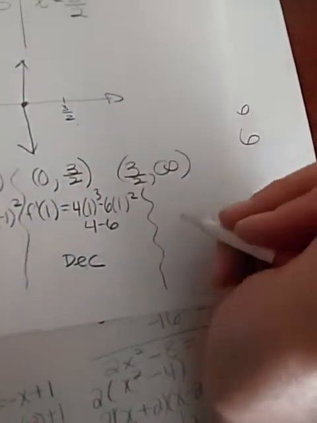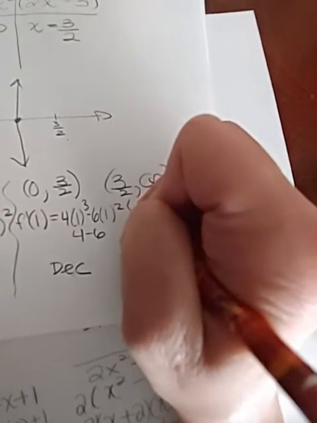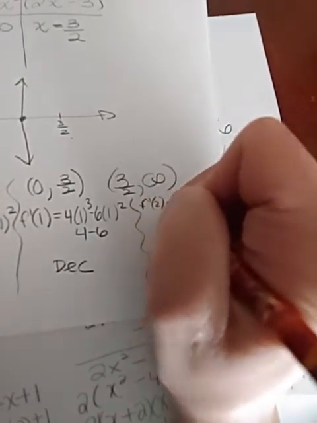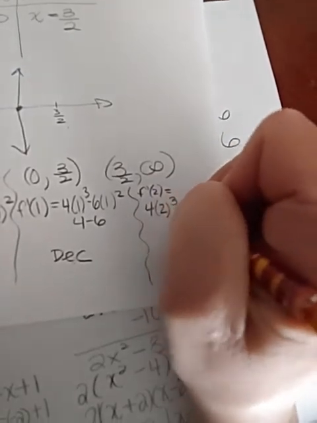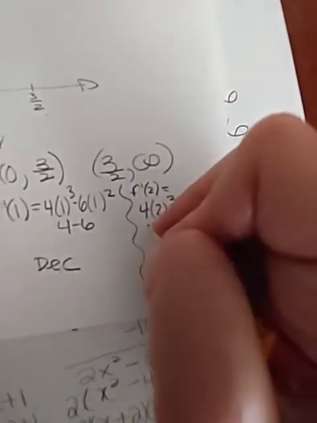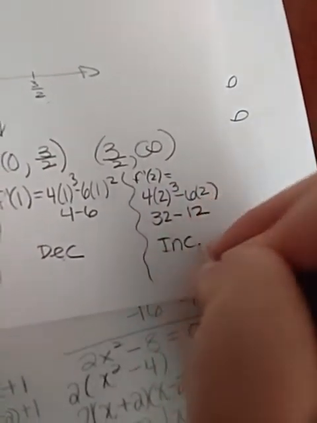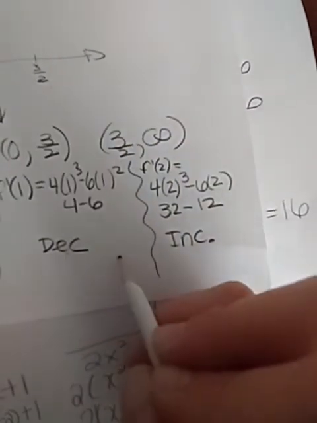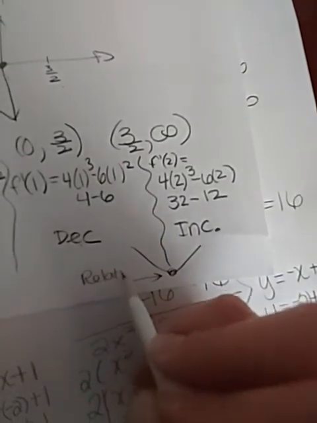All right, here, I will pick 2. Okay, 2 to the third is 8. 8 times 4 is 32. Minus 12 is a positive number, so I'm increasing. So my only change here is from decreasing to increasing. So that means that this guy right here has to be a relative minimum.